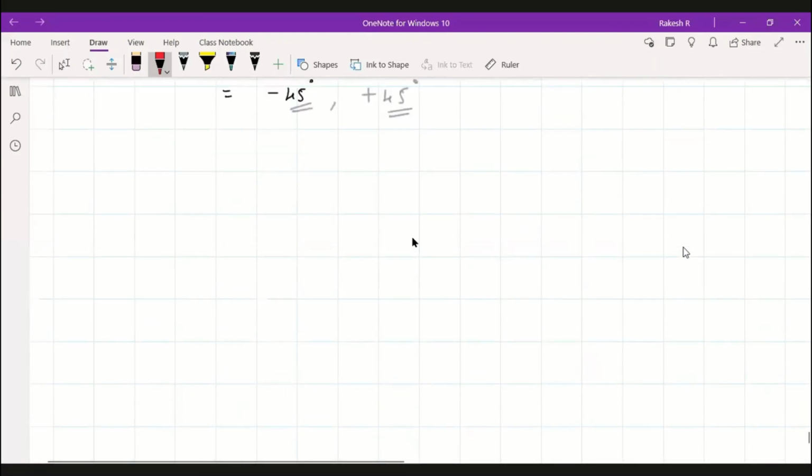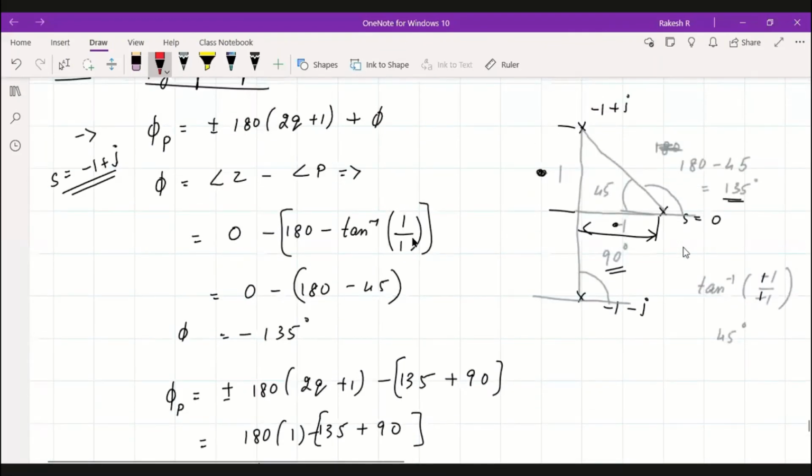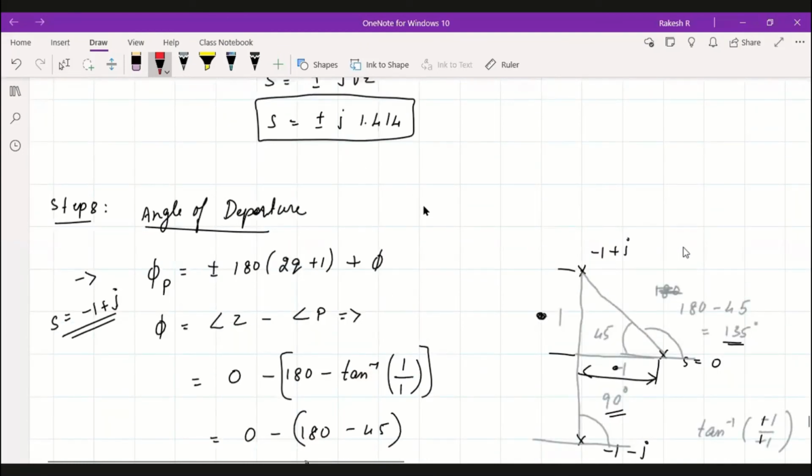So you can directly change it in the equation. You can take this as 180 plus phi. In some textbooks, direct values are given: 180 plus phi and 180 minus phi. But this is the actual formula you need to use: phi equals plus or minus 180 into (2q plus 1) plus phi. This is the standard formula. But in some local author textbooks, he has given the direct formula, 180 plus phi only.